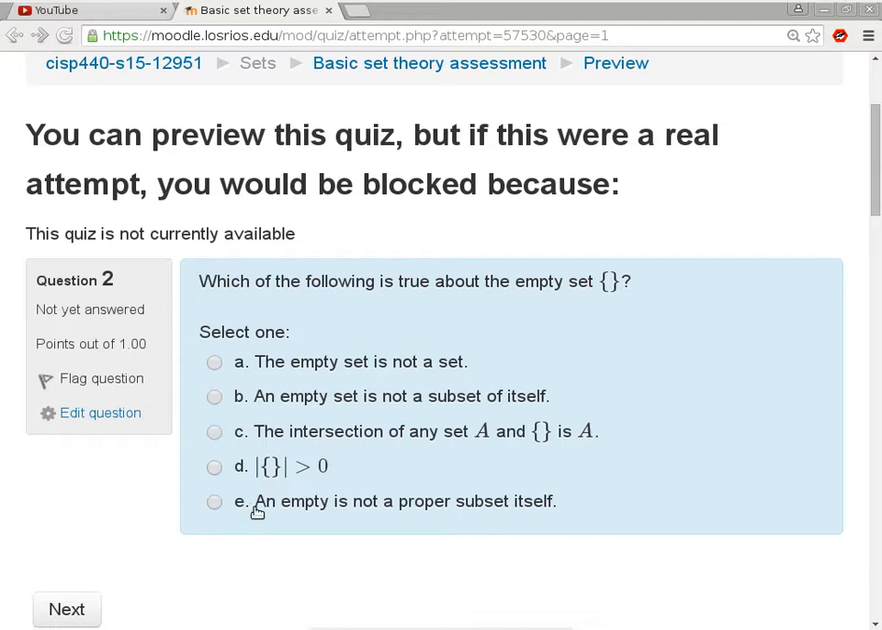And E, an empty set is not a proper subset of itself. Grammatically it's incorrect, but E is the answer. An empty set is not a proper subset of itself. I apologize for missing that word, the proposition.